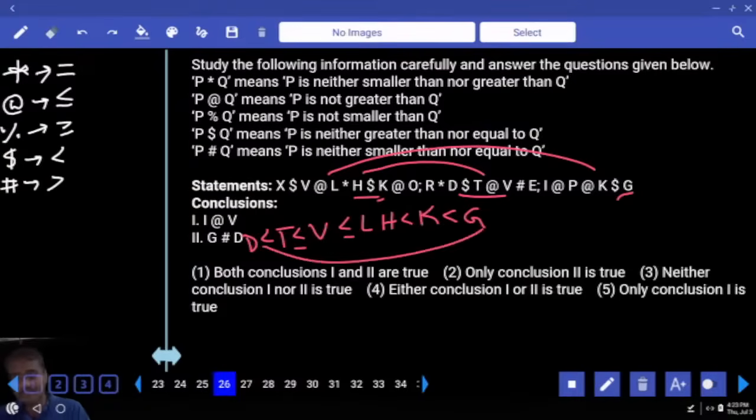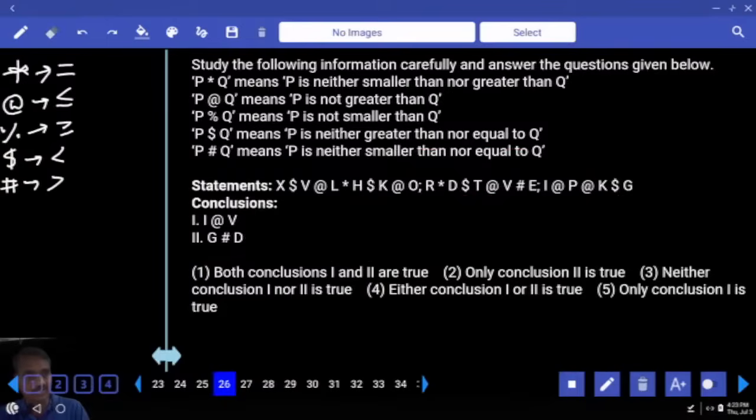Now finally from D to G, which symbol is common? Less than. Now D lesser than G is 2. If D lesser than G is true, then in the reverse, G greater than D. What is your answer? Only 2. Only 2, choice 2, question number 26.